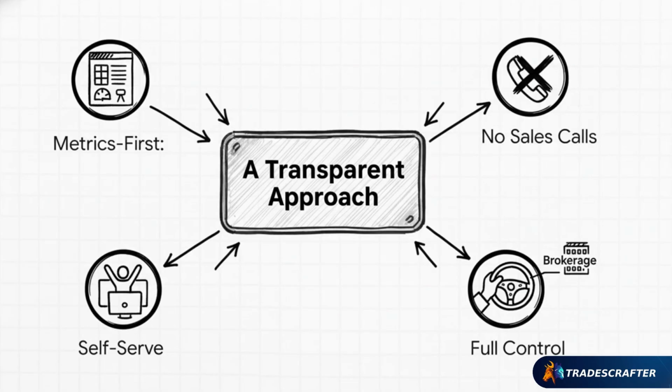You know, that scorecard is really the foundation for a transparent approach. It's about putting the metrics first, making sure the complete scorecard is right there for you to see. No gates, no secrets. It means you shouldn't have to get on a sales call just to find out the maximum drawdown. You should be able to review everything yourself, and most importantly, you should always have full control. And that's really the philosophy we built at Tradescrafter, where you run everything in your own brokerage account.